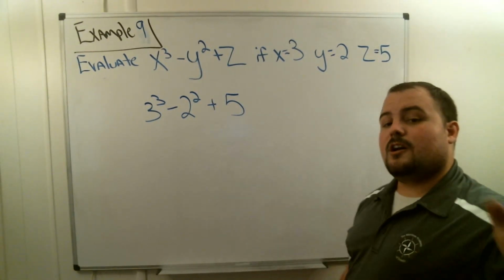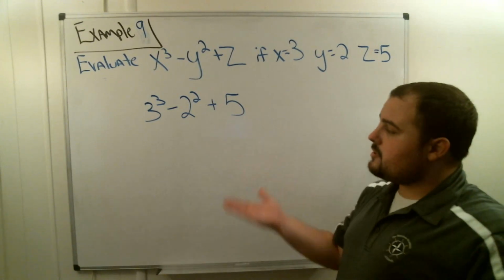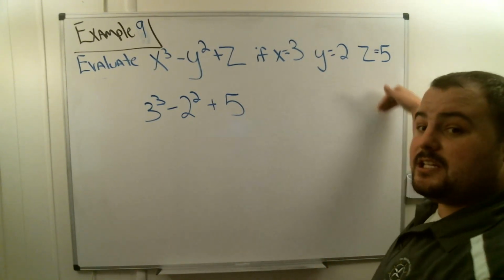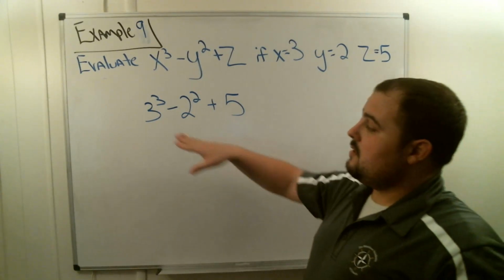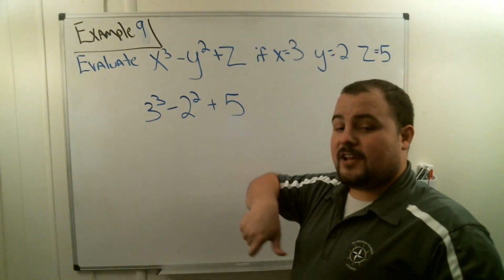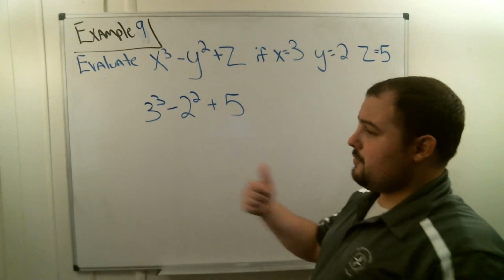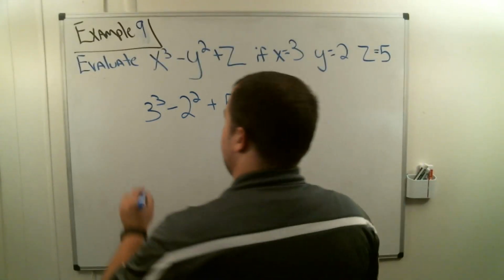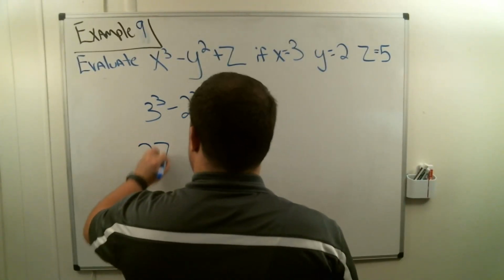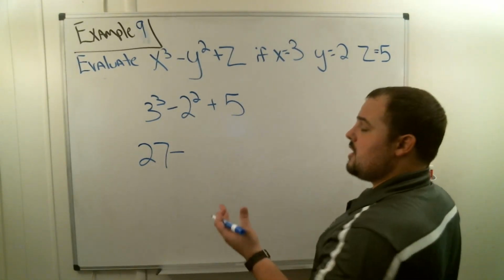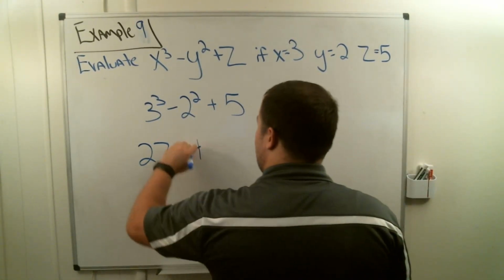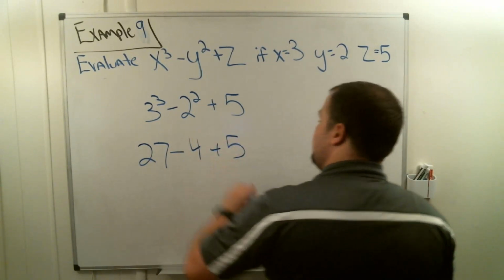And based on the order of PEMDAS, we have to say, well, there's no parentheses, there are exponents. I did erase the PEMDAS. I'm seeing if you're getting it now. So because we have exponents, we're going to get rid of those first. 3 to the 3rd power, well, we learned earlier that 3 to the 3rd power was 27, minus, well, 2 squared means 2 times 2. 2 times 2 is 4. And then we have plus 5.